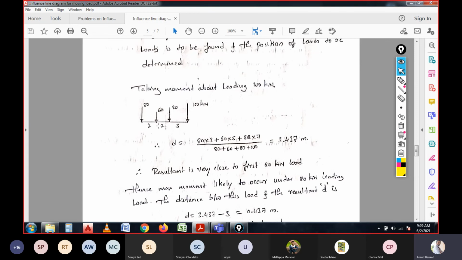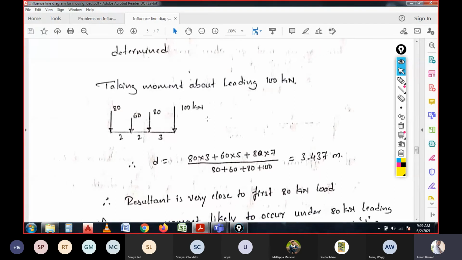So how do you calculate the CG? Here we can take any one of the points as a hinge, then multiply all loads with their distances. So taking moment about the leading load, observe what calculation takes place for the CG. When taking moment about the leading load of 100 kilonewtons, we have 80 into 3, next 60 into 5, and 80 into 7.